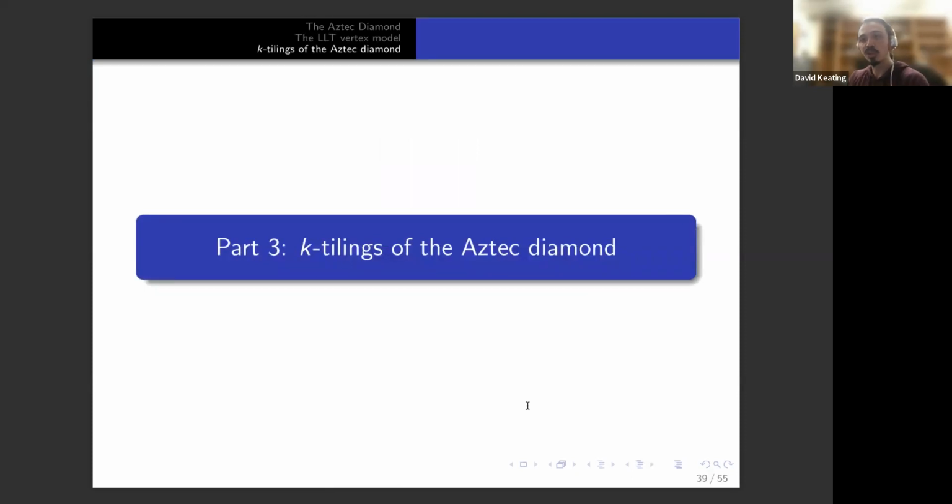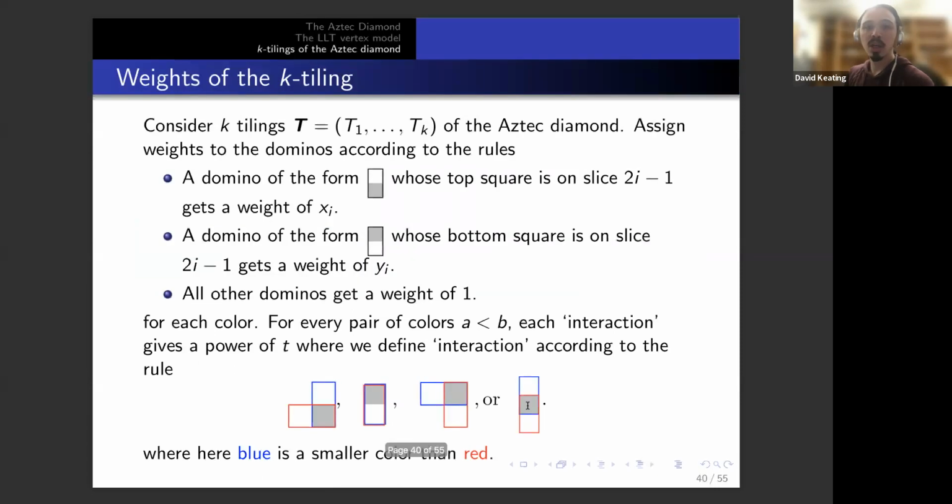So it turns out if you work through how all the weights map from these colored paths to the tilings of the Aztec diamond, you get the same weights for the vertical dominoes. For every color, if there's a vertical domino like this, you get an X. And if there's a vertical domino like this, you get a Y. But now the interaction weight, where you get a power of T, comes from when you have a smaller color, which I've drawn in blue, and a larger color, which I've drawn in red, where they look like this. So you have one of these configurations. So our interaction becomes some local interaction on the dominoes.